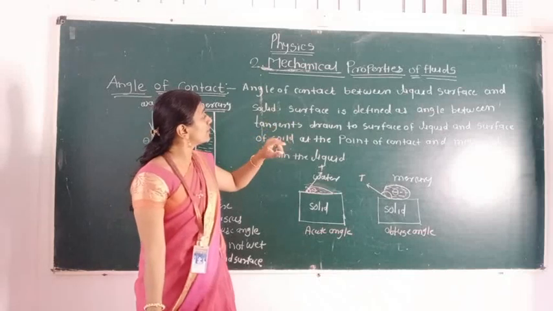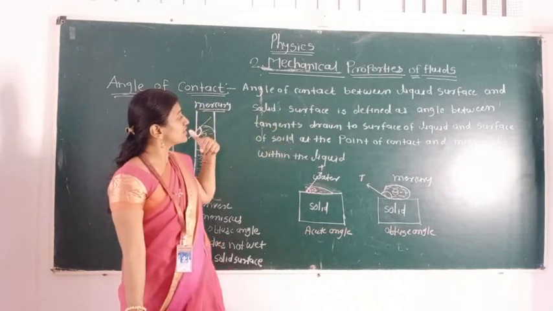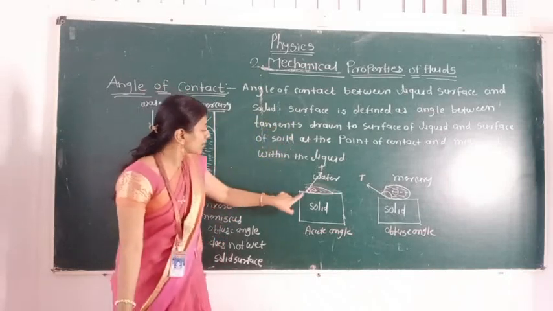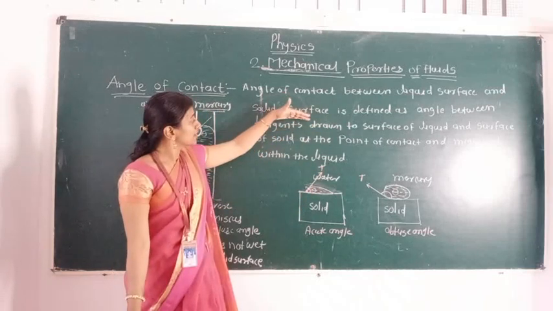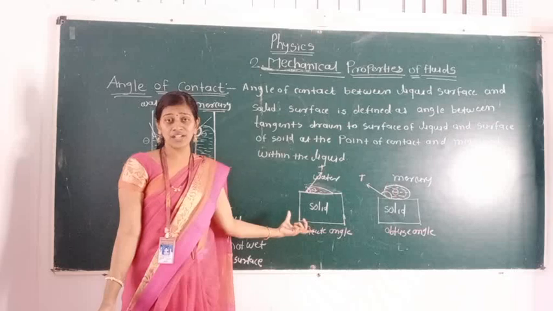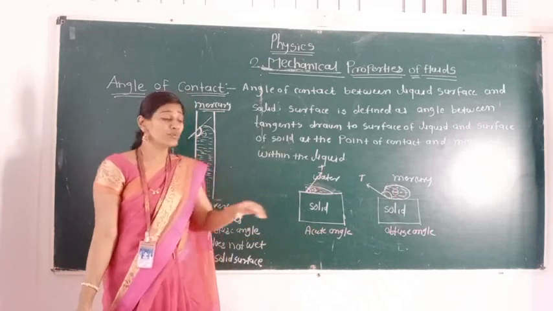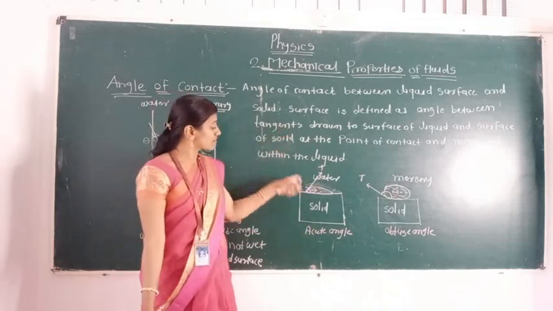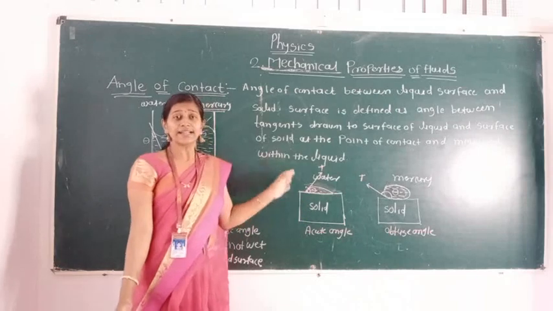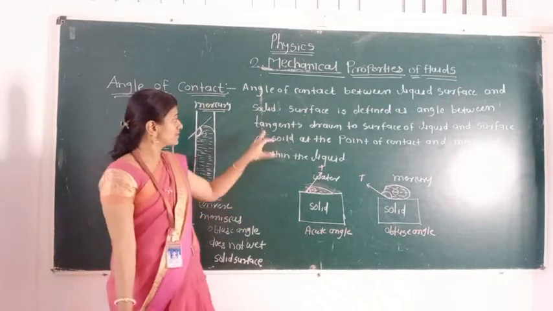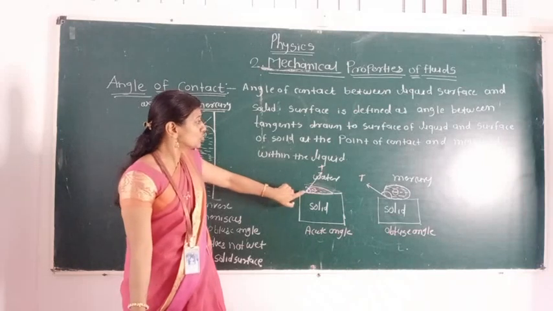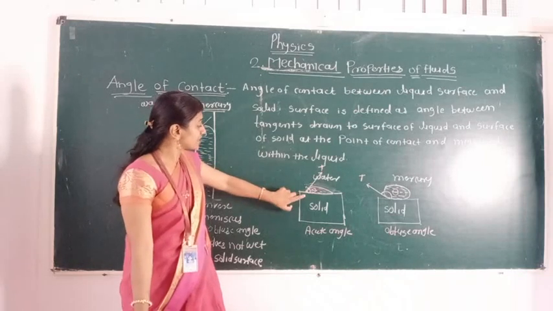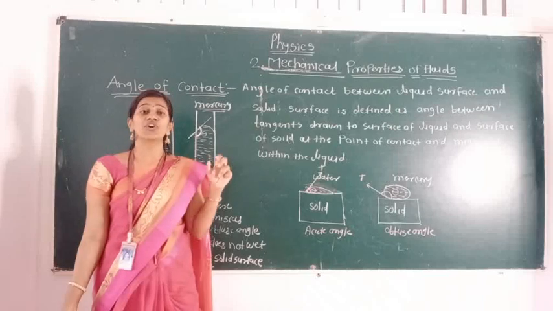Definition: the angle of contact between the liquid surface and solid surface is defined as the angle between the tangent. Whenever you are learning that definition, the diagrams are very important. Keep the diagrams in front of you. By reading and by watching that, you will get the exact idea of the angle of contact. So it is defined as the angle between a tangent drawn to the surface of a liquid and the surface of a solid at the point of contact.